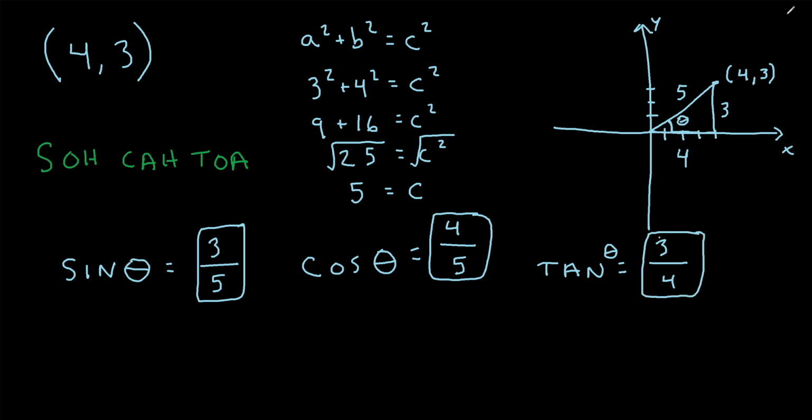All right, what if we wanted to find something a little more complex, like let's say the cosecant of that angle? Well, if you'll recall, the cosecant is just 1 over sine. So that's just 1 over, we already found sine, that's 3/5. So 1 over 3/5, that would just be the reciprocal, or 5/3.